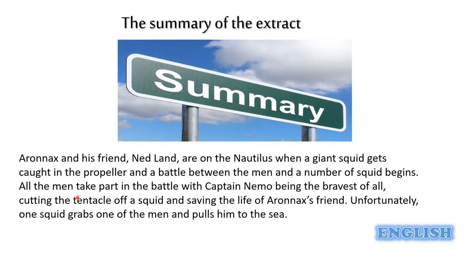So, welcome back. One of the possible answers is to say, Aronnax and his friend Ned Land are on the Nautilus when a giant squid gets caught in the propeller and a battle between the men and a number of squid begins. All the men take part in the battle with Captain Nemo being the bravest of all, cutting the tentacle of a squid and saving the life of Aronnax's friend. Unfortunately, one squid grabs one of the men and pulls him to the sea.